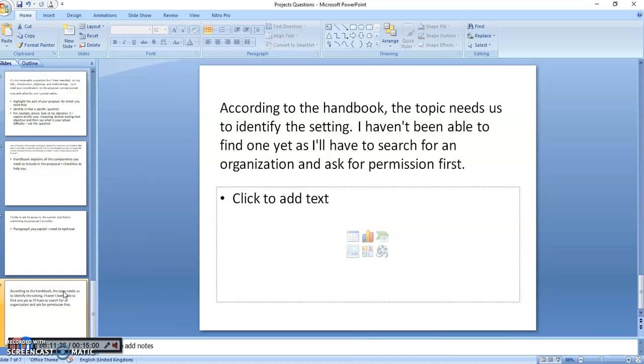The last one. According to the handbook. Nice. Thank you for starting the question in this way. The topic needs us to identify the setting. I haven't been able to find one, as I'll have to search for an organization and ask for permission first. Well, of course. How did you think of proposing something that you don't know how to do? I mean, what's the point of proposing a research project that you don't know whether you'll be able to execute? This is also a document in which you determine some of the feasibility.